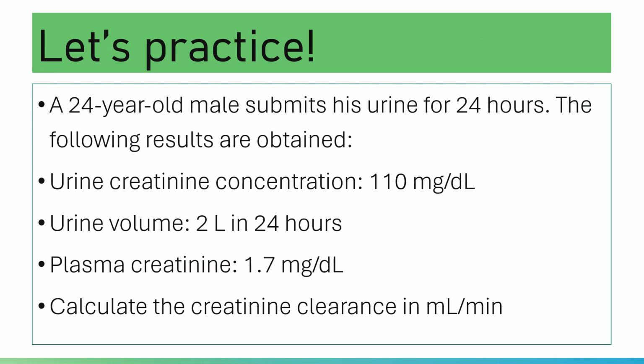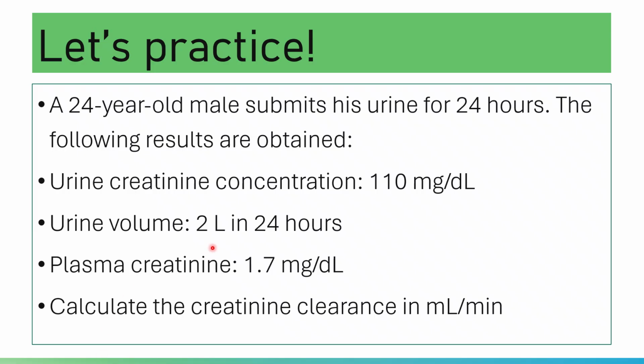So let's practice. You have here a sample problem. A 24-year-old male submits his urine for 24 hours. The doctor requested a 24-hour creatinine clearance test, and the results are: urine creatinine concentration is 110 milligrams per dL, urine volume is 2 liters in 24 hours, and plasma creatinine is 1.7 milligrams per dL. The required is to calculate the creatinine clearance in ml per minute.